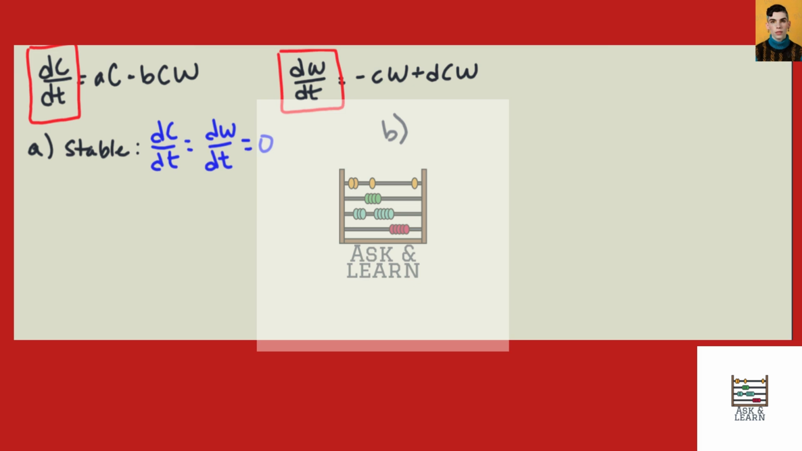For part B, if the caribou were to go extinct, that would mean that the equation C of t was zero because C of t represents the caribou population.